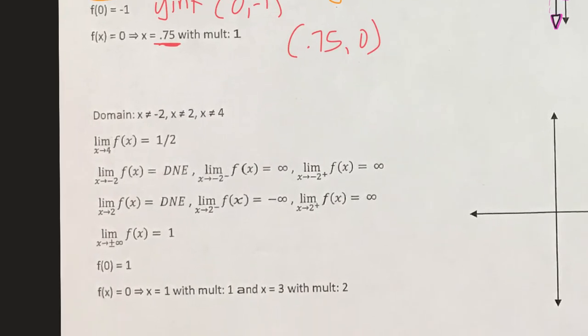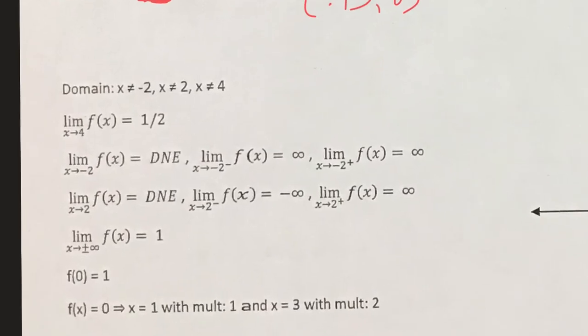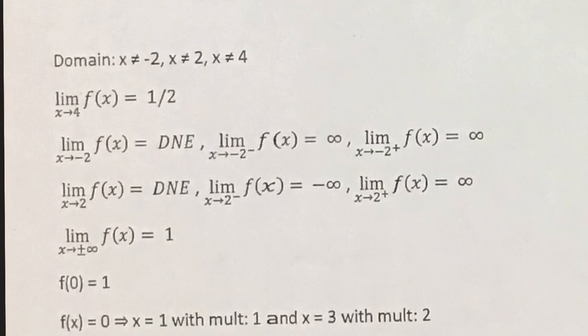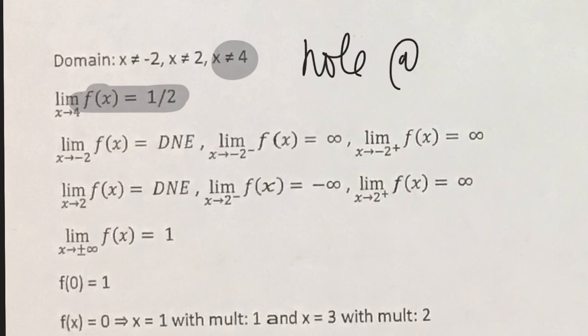Okay, this third one, notice, has 3 domain restrictions, -2, +2, and +4. So we have a restriction at +4 and we have a y value. So this is where our hole is going to be. When we have a restriction with a y value, that is your hole at 4, 1/2.